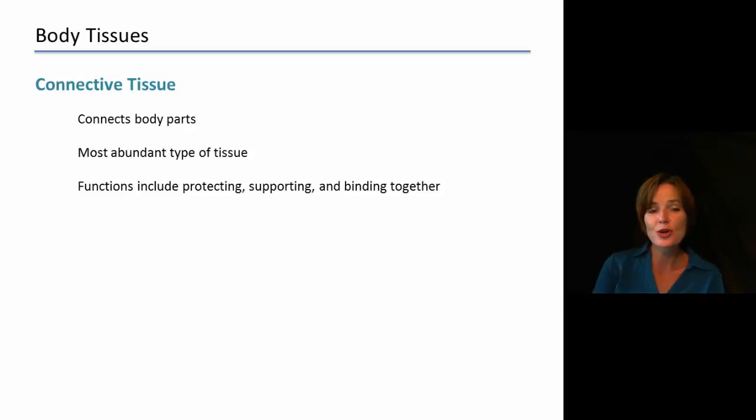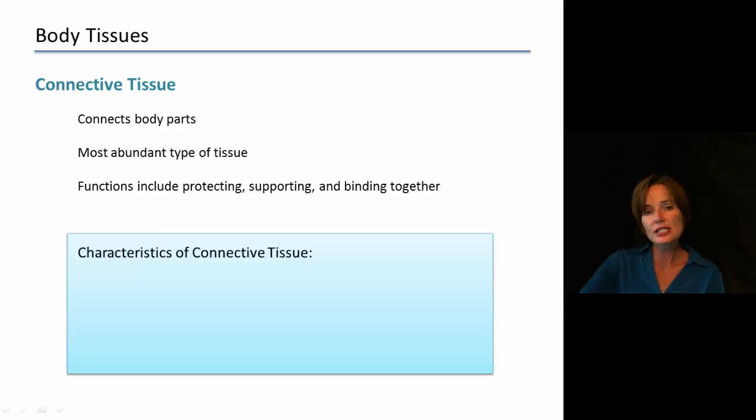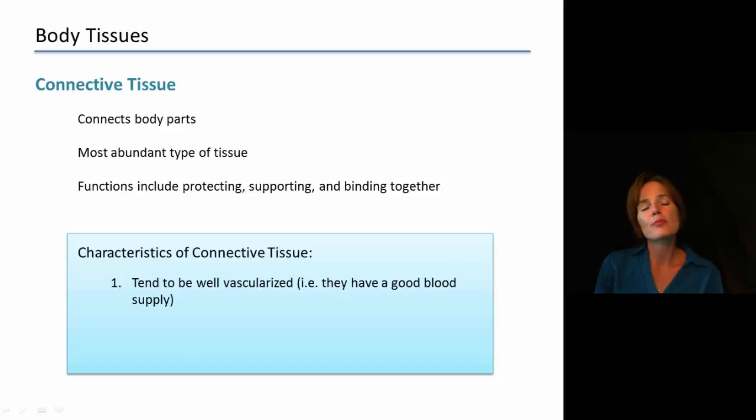Our second type of tissue is connective tissue. Connective tissue has a primary role in support. It is responsible for connecting together multiple body parts, and it is by far the most abundant body tissue type that we have. Its overall functions include protecting, supporting, and also binding together. Characteristics of connective tissue are, first of all, that it tends to be well vascularized. What this means is that there is a very good supply of blood that goes to these tissues.